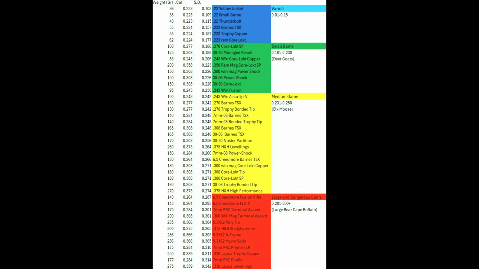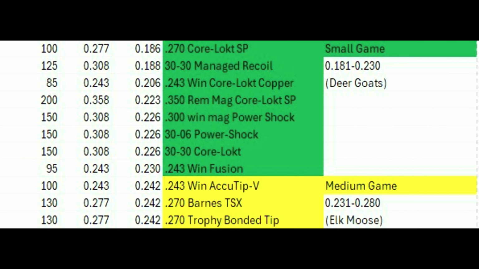Let's go look at the .270 real quick. So here's the chart zoomed in. So the .270 Core-Lokt, literally small game. It's a .186. I mean, it's just short of being for varmint. And if you look at the box, I can't remember what the box has got on it, but I know the .243 I think does. But disregard that. And then you look at the .270 Barnes TSX and the Trophy Bonded Tip.